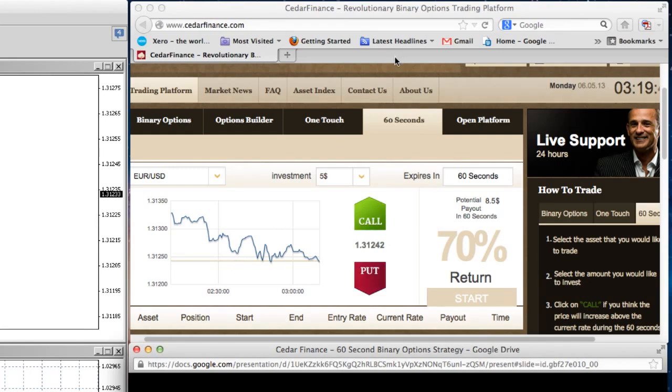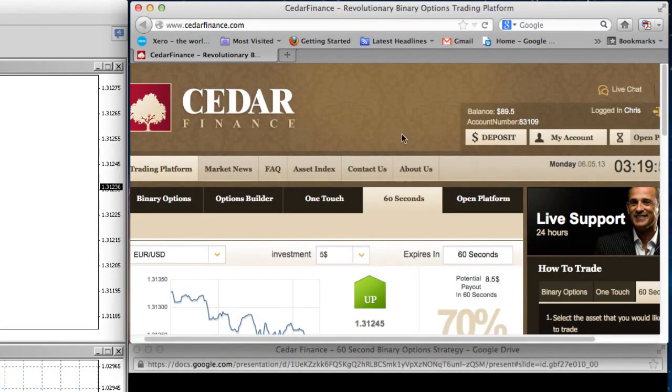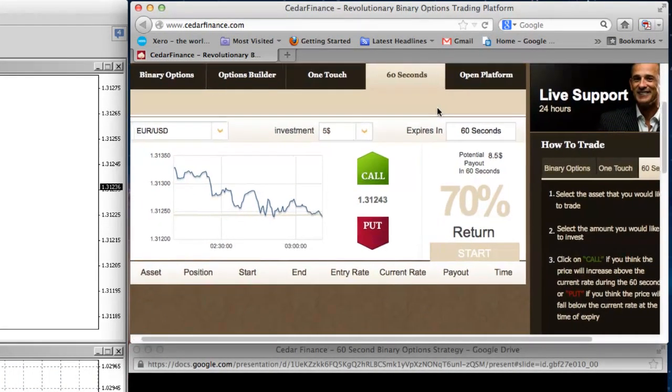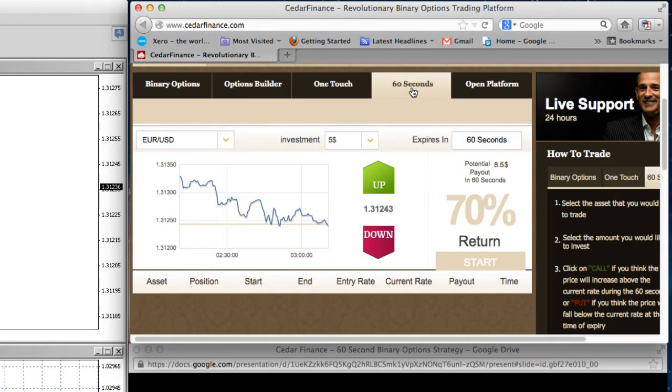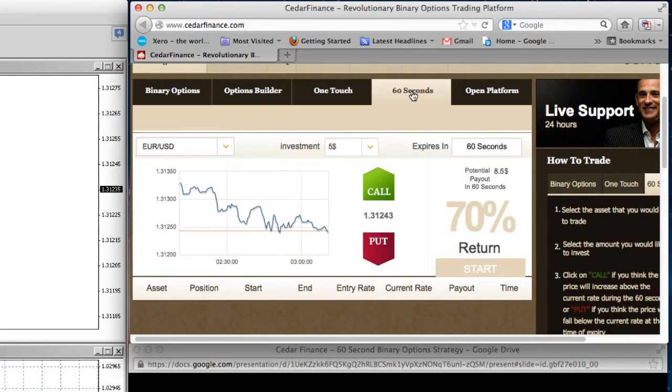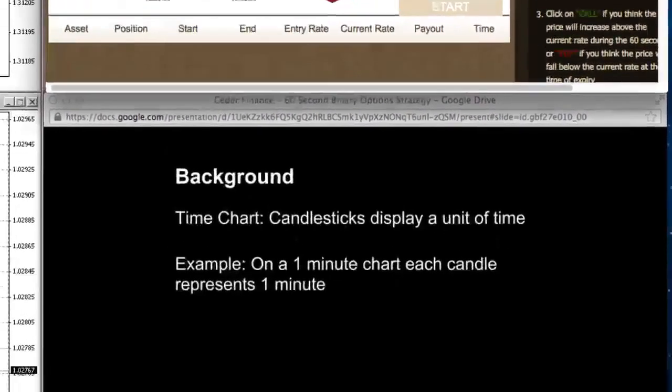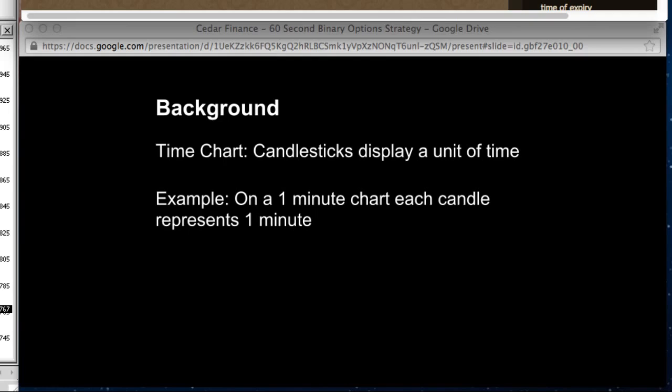Okay, so, and also in this window here I've got Cedar Finance open and logged in. I'm on this 60 seconds sub page. Here I can select the different currencies that I want to choose. My investment amount, $5 is the minimum, and up or down, and I'm getting a 70% return on the Euro USD, for example. If I bring up the AUD USD, it's also the same, 70% return on any investments.